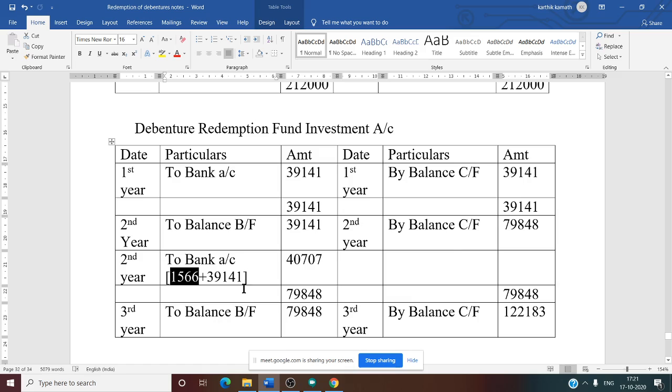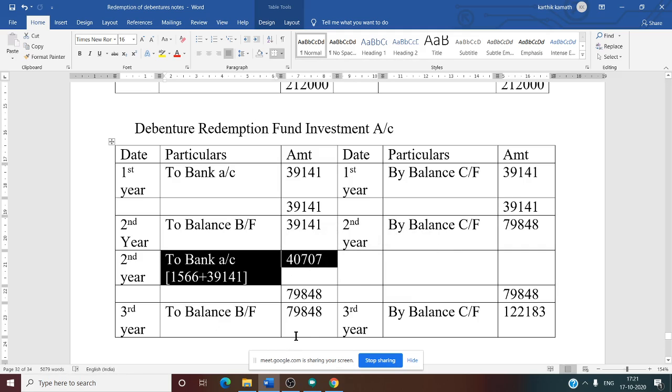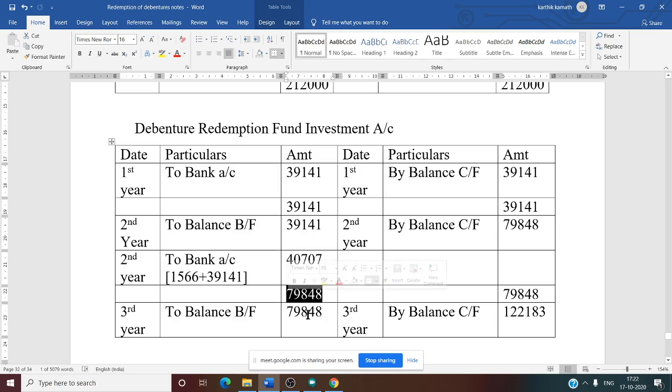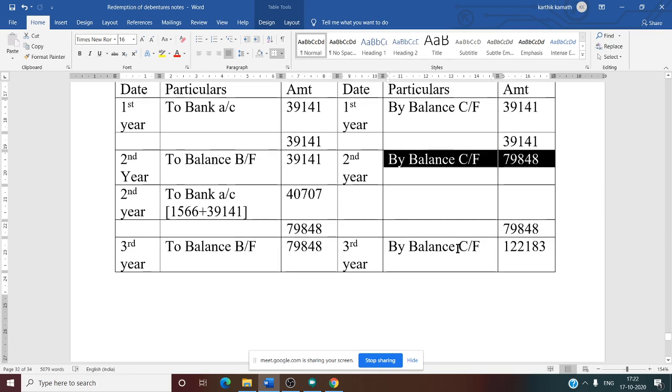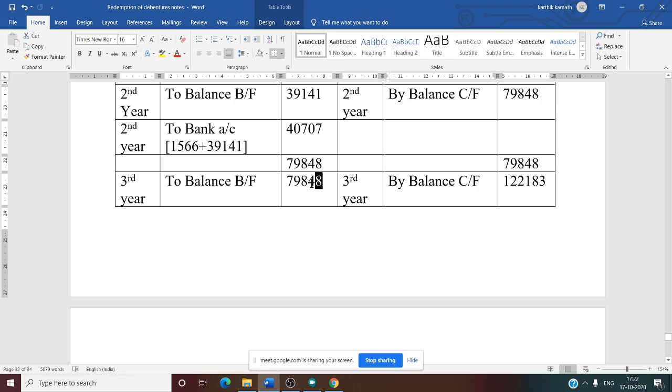See this, we have written interest plus P&L appropriation account. Total you will get is 40,707. So total of the second year is 79,848. No other entry in the credit side of investment account. So close the second year. By balance carry forward. Like that we need to do it for all the remaining years.